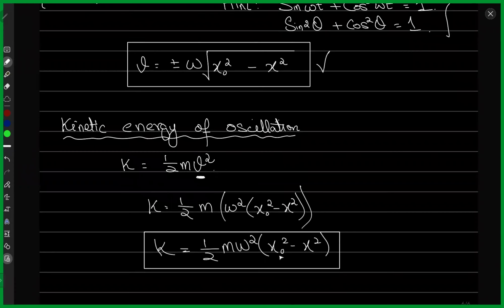So x naught is just the amplitude of the oscillation. It will always be a constant number. The only variable in this is x squared, right? So it is any position of the oscillation.